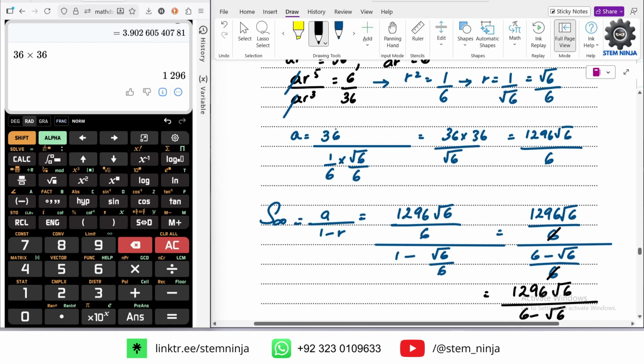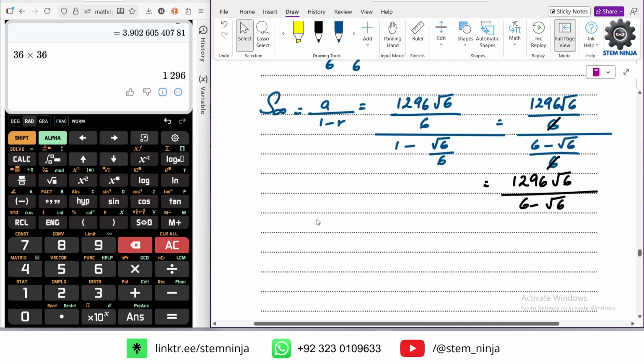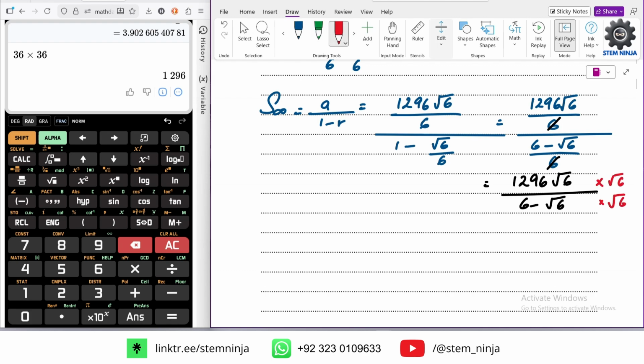Okay, but I think we needed it in another form. In this form there's only one third over here. So basically what we can do is multiply the numerator by 6 and the denominator by 6. So this would become 1296 times 6, and this would become 6 root 6 minus 6, right? Now, as you can see, you can cancel out the 6 common factor.